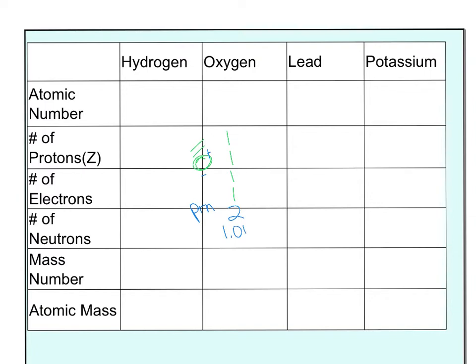Oxygen, real quick, atomic number is 8. So the protons are 8. If it's neutral, the electrons are 8. If you know nothing different, assume neutrons are the same, so 8. Mass number is 16. Atomic mass would be 16.00. Here are the other values filled in case you were wondering.